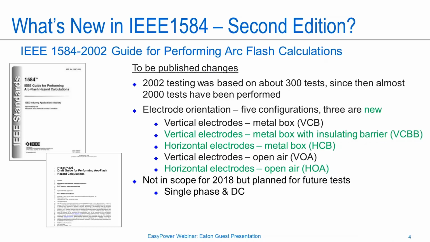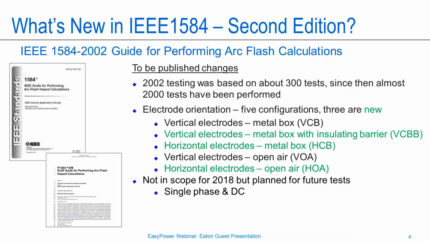Let's talk about some of the changes that are going to come up in the new 1584 and how that might impact specifically arc flash calculations. In the 2002 standard, there were about 300 tests that were performed. Since then, almost 2,000 tests have been performed, and there was great support from industry, a strong effort. There were over $3 million that were collected from industry participants, and these dollars were used to perform testing in high power labs.